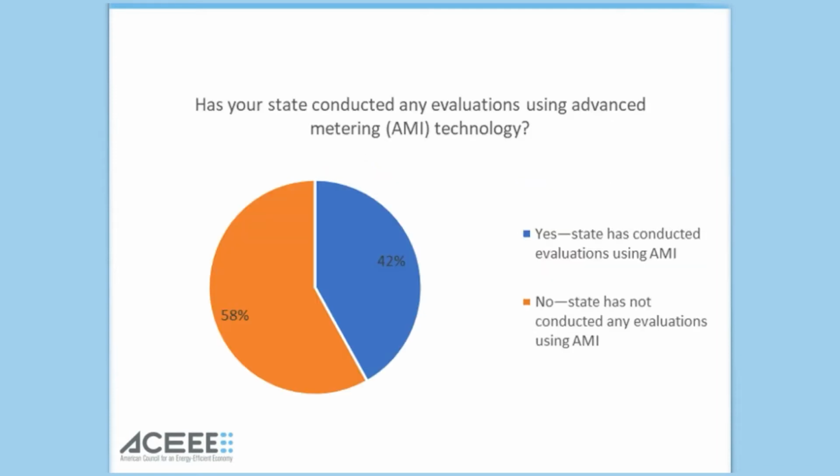We all know that advanced metering infrastructure, smart metering, is growing in use across the country pretty rapidly. It's not everywhere by any means. And so that provides potentially highly granular data that can be used for program evaluation. And 42% of states say that they have conducted evaluations using that more granular data that gives time of use and location, and really much greater depth of analyses are possible using that kind of data. But still, more than half still have not used AMI for evaluation purposes. So that's one of those emerging trends.